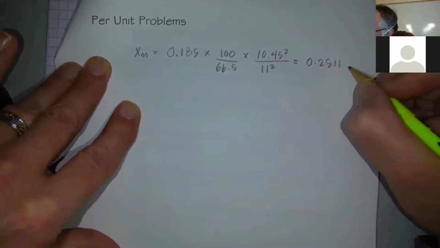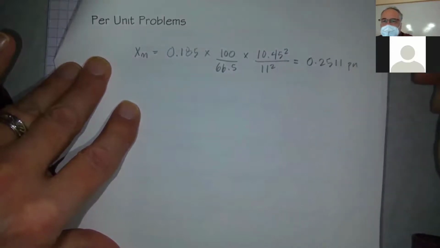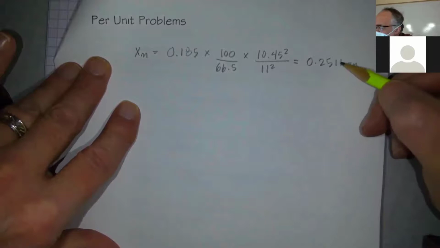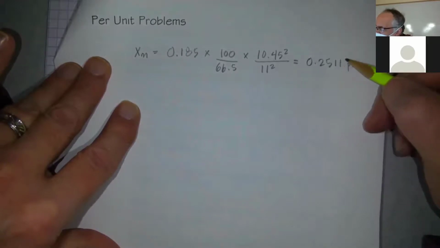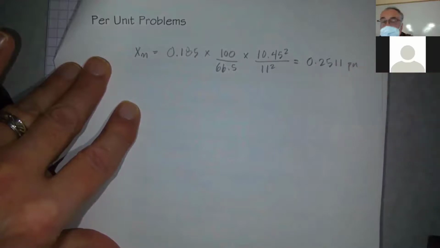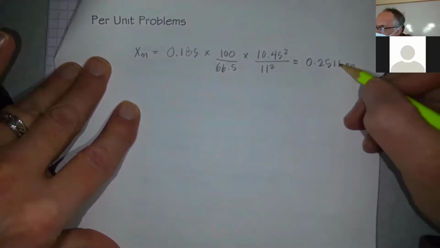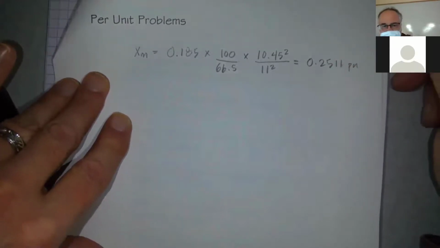251.1. Okay, there we go. And that's per unit. All right, the next number after, so this was 1. It's like 0.25107. Oh yeah, 07. Okay, so that would make the fourth digit 1. Yeah. Okay, good.